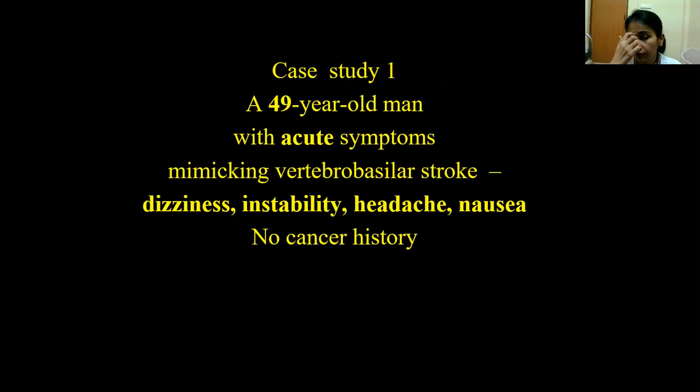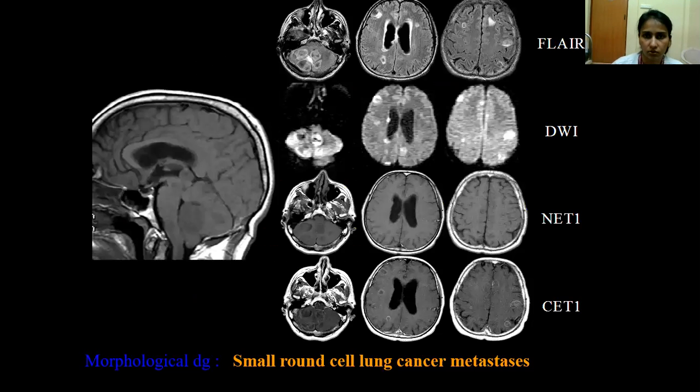Okay, so again we are seeing a case study. This is a 49-year-old man. So this is fulfilling a criterion. This is in the range of 35 to 70 years with acute symptoms which are mimicking vertebrobasilar stroke. As we saw, hemorrhagic mets mimic a stroke. So the symptoms are dizziness, instability, headache, and nausea. There is no cancer history. So these are the images we have been given. We are given the FLAIR, diffusion weighted, T1 non-enhanced, and contrast enhanced T1.